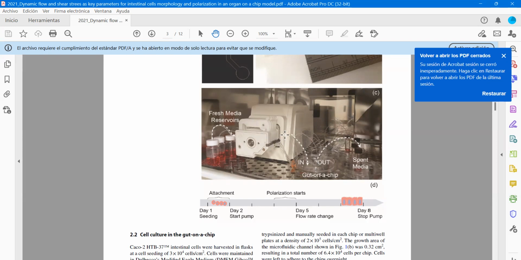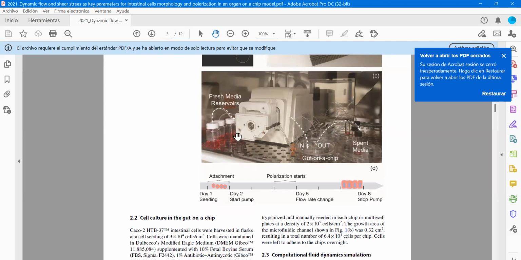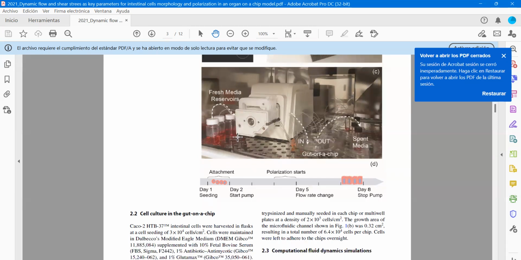And here you see how they culture the cells in this gut-on-a-chip device, which is connected through tubing to this peristaltic pump that delivers the fresh media through the inlet and also makes it possible for the spent media to go out through this tubing to this reservoir. And everything is placed inside this incubator at 37 degrees Celsius, with a 5% CO2 supply.